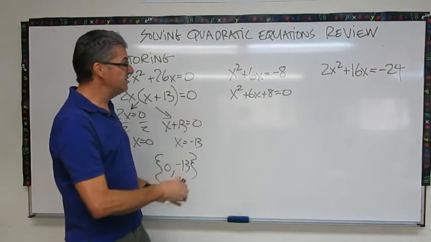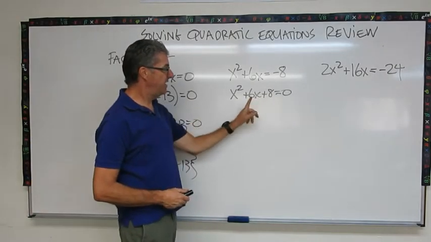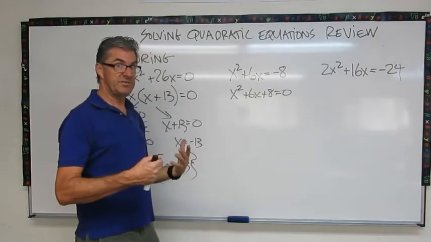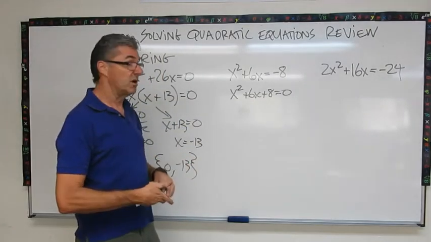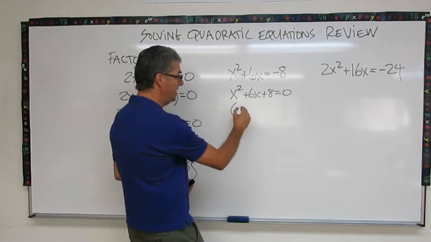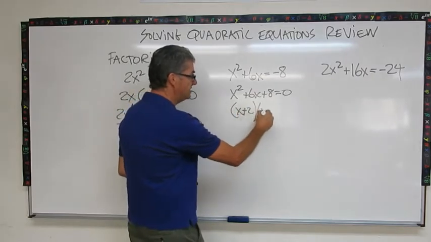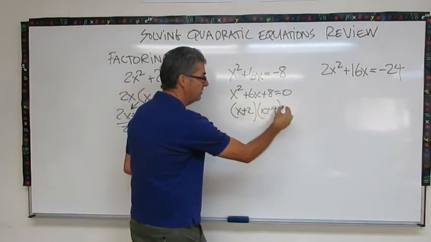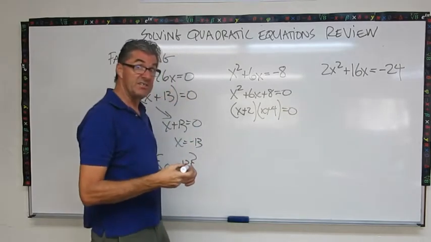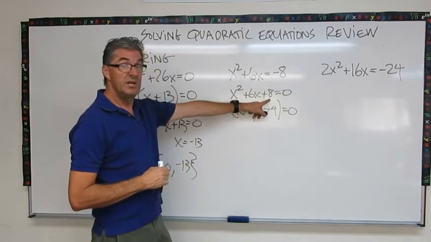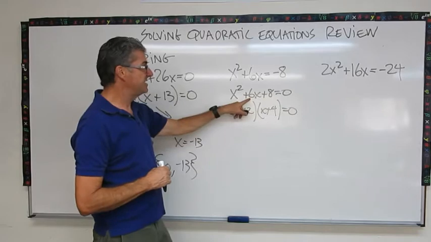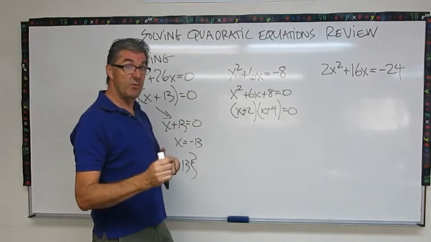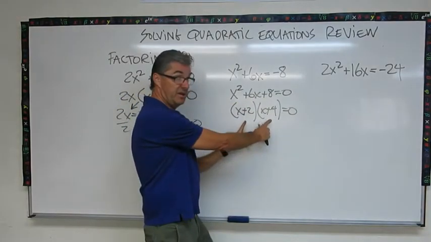We need two numbers that multiply to 8 that add to 6. Now those numbers are 2 and 4. So this one just becomes x plus 2 times x plus 4 equals 0. So to summarize, again, what we did is we looked for two numbers that multiply to 8 that add to 6. Those numbers are 2 and 4, so we can just plug them in here.